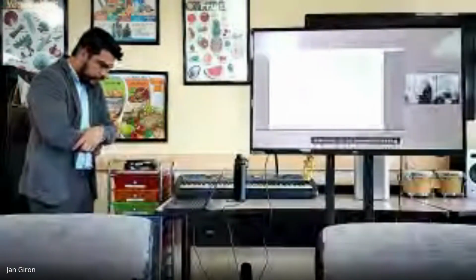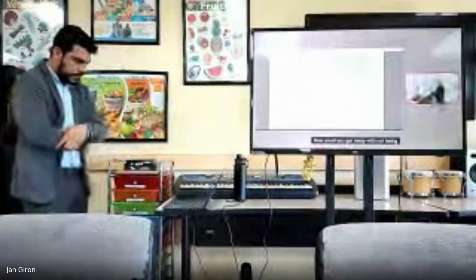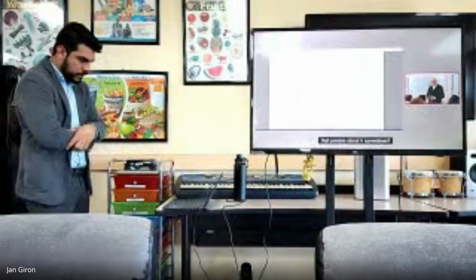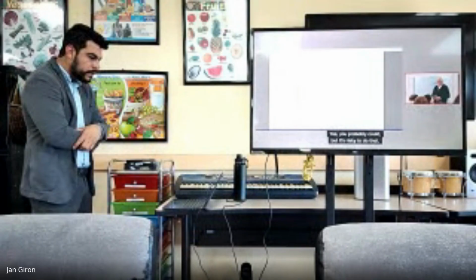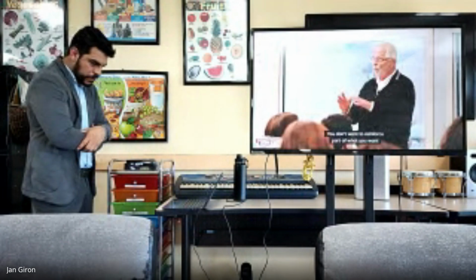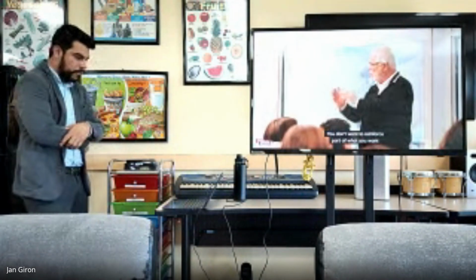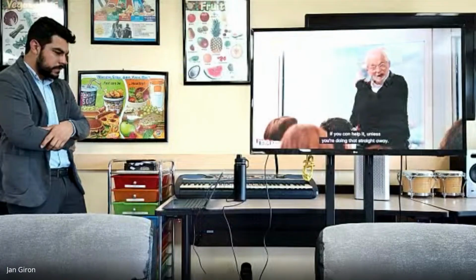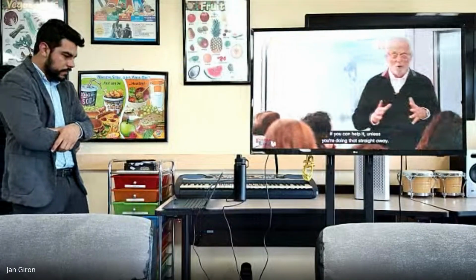You see the idea? Now, could you get away with not being that precise about it sometimes? Yes, you probably could. But it's risky to do that. You don't want to reinforce part of what you want if you can help it, unless you're doing that straight away.